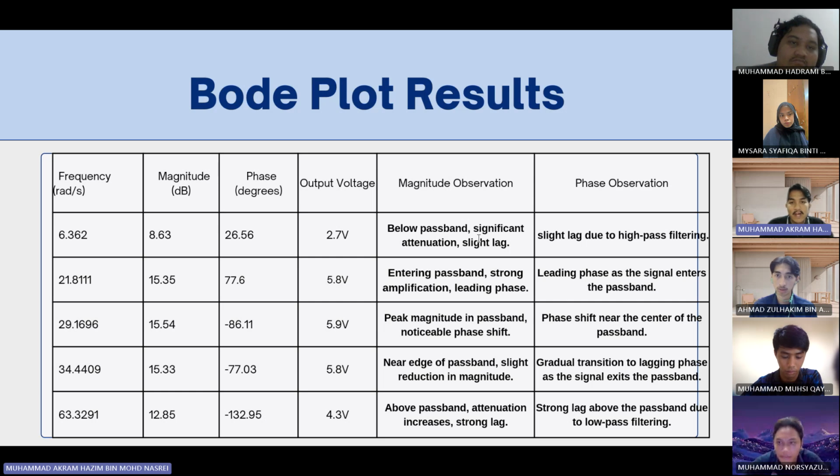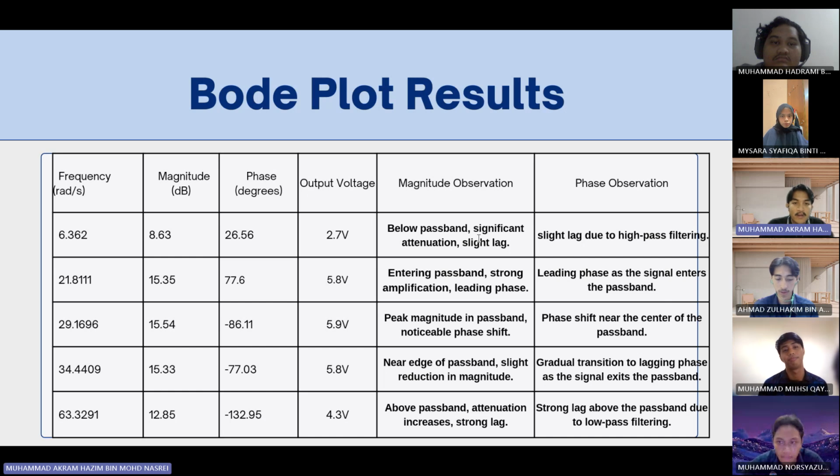Since the frequency lies below the passband, the system acts as a high pass filter, attenuating low frequency signal and introducing some phase delay. This is typical behavior in the low frequency range of a high pass system.